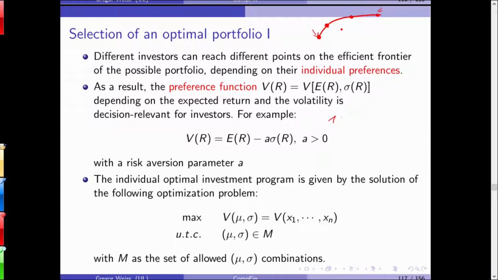If A is suddenly 100, volatility will be weighted in a much stronger way than with A equal to 1. So A is the risk aversion parameter that governs the inclusion of volatility here in the utility function. Now, the individual optimal investment program is then given by a very simple optimization problem. We have to maximize the preference function with respect to mu and sigma, the mean expected return and volatility being elements of the possibility space. So we need to look for portfolios that are allowed and can be constructed from the set of available individual securities.